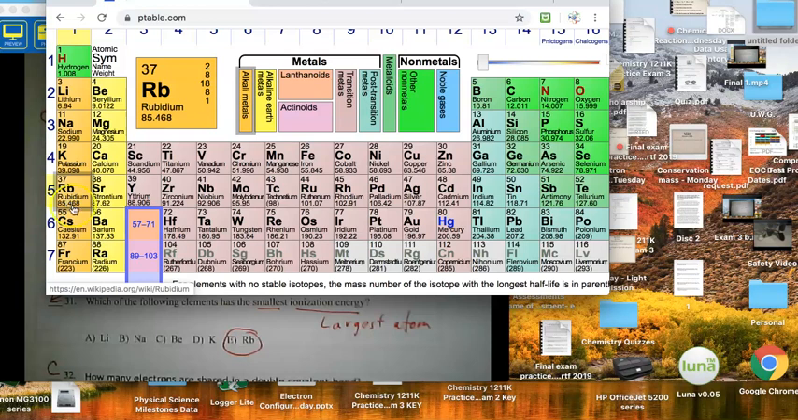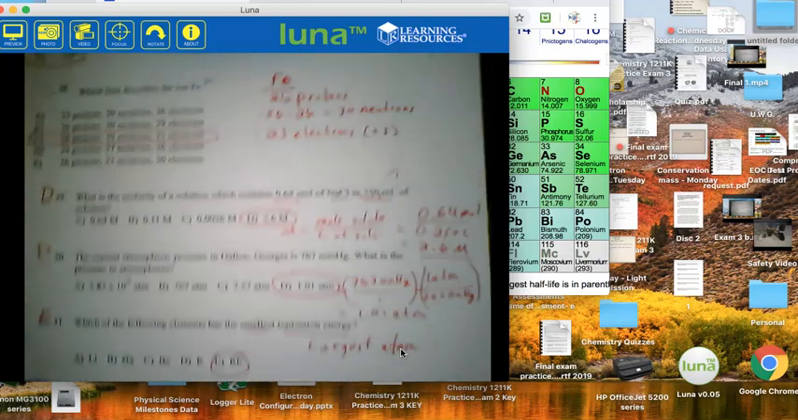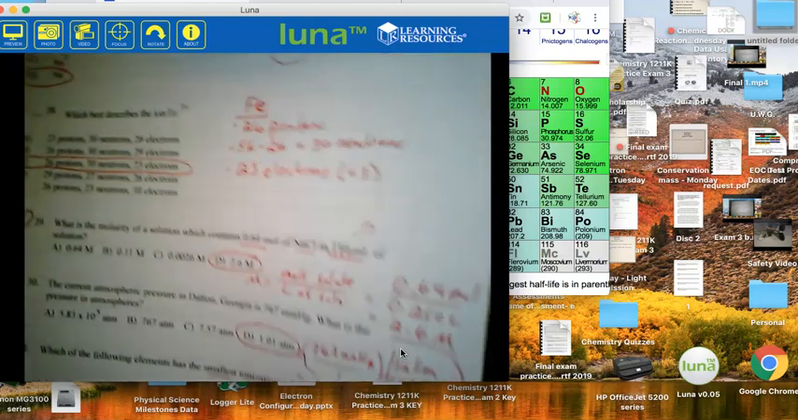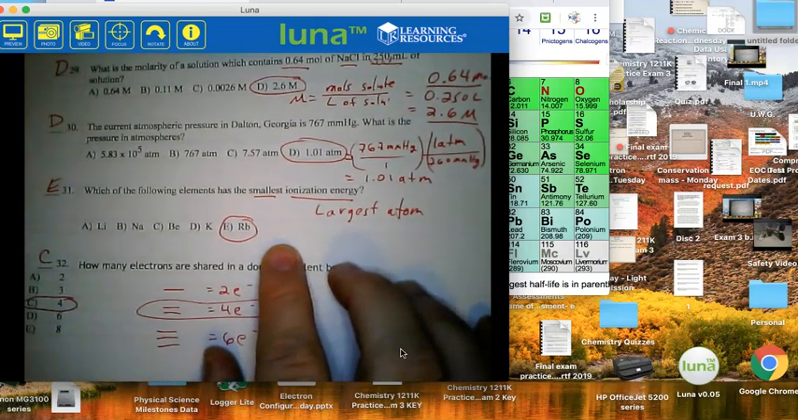And so rubidium is the element that's the lowest on the periodic table here. It's the largest atom out of those listed for the answer choices, and so rubidium is going to have the smallest ionization energy, meaning it takes the least amount of energy to remove an electron from the neutral atom, and that's because it's larger than the others.